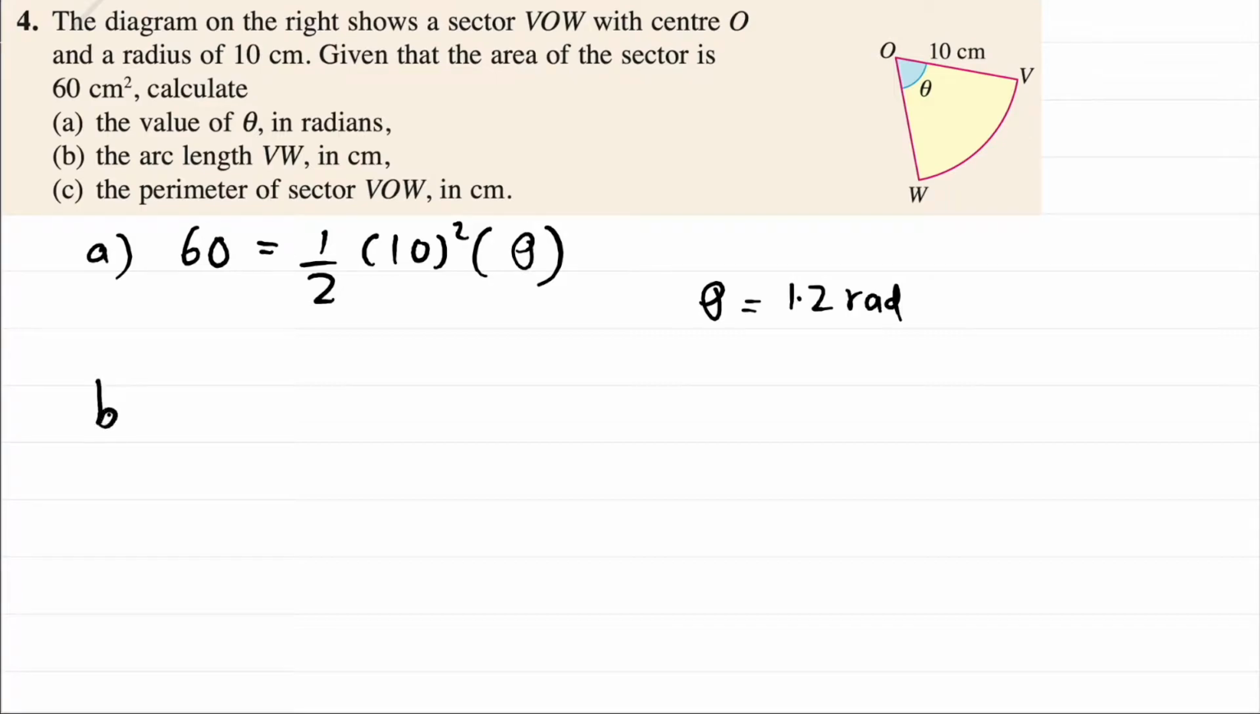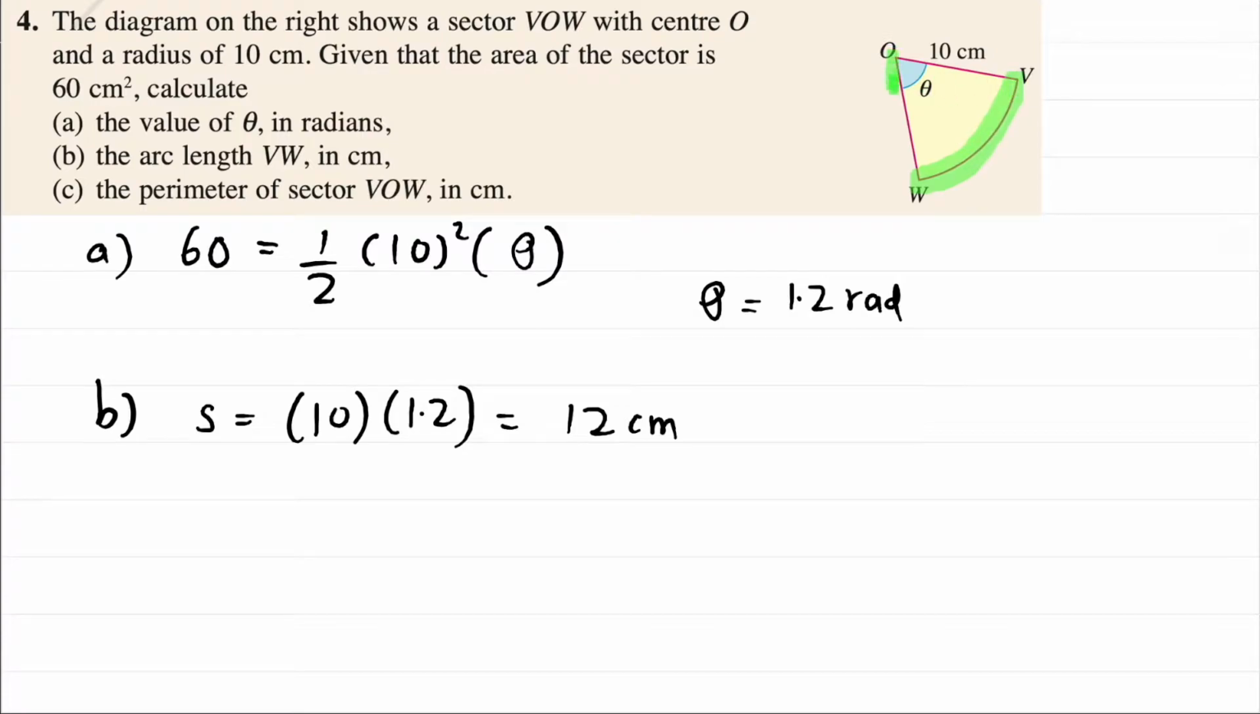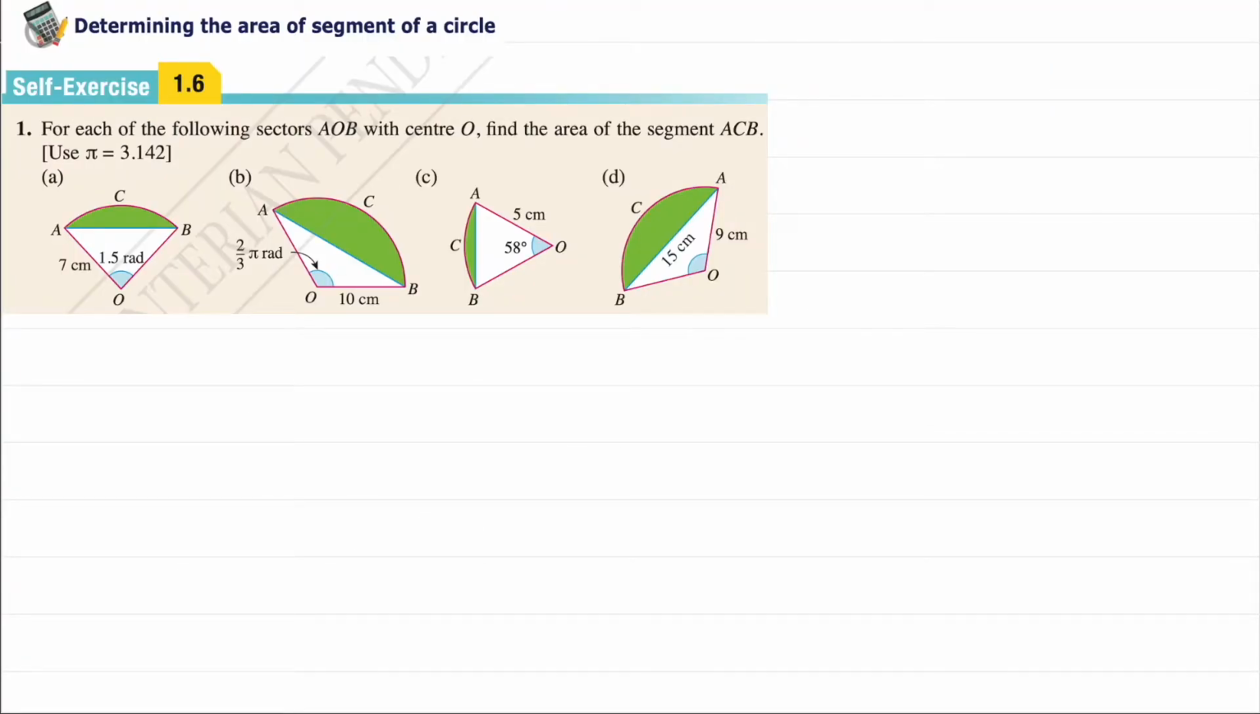Settle. B, arc length. Again, formula of arc length, S equals to R theta. So R kita adalah 10, put into the formula, theta is 1.2, you will get 12 cm. Okay. Perimeter of a sector. Perimeter adalah arc length you plus with the 2 radius, right? Macam tu. So for C, senang saja, 12 tambah 10 tambah 10, you will get the answer 32 cm. Boleh? Simple kan?